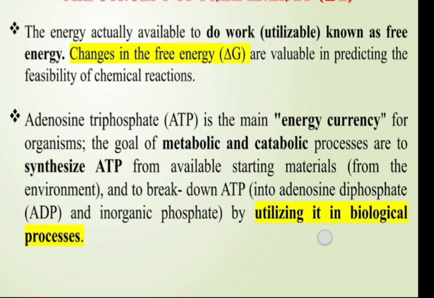Adenosine triphosphate is the main energy currency for the organism. The goal of metabolic and catabolic processes are to synthesize ATP from available starting materials and to break down ATP by utilizing it in the biological process.